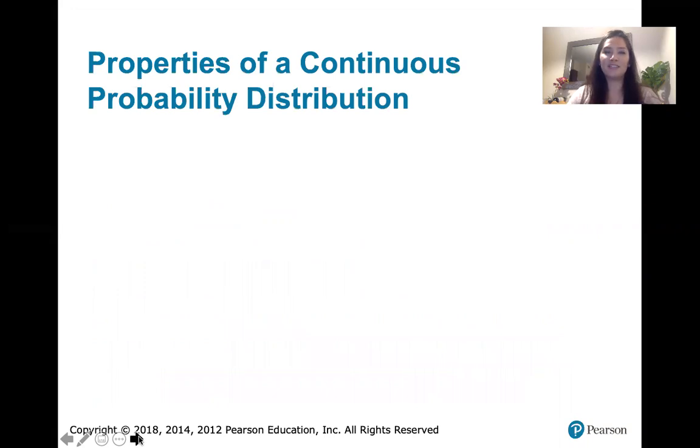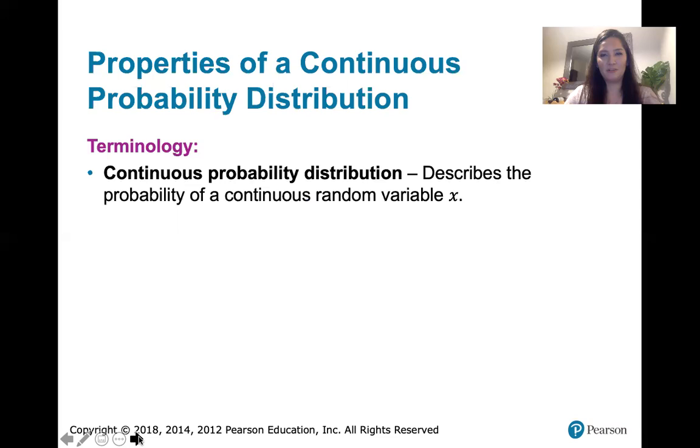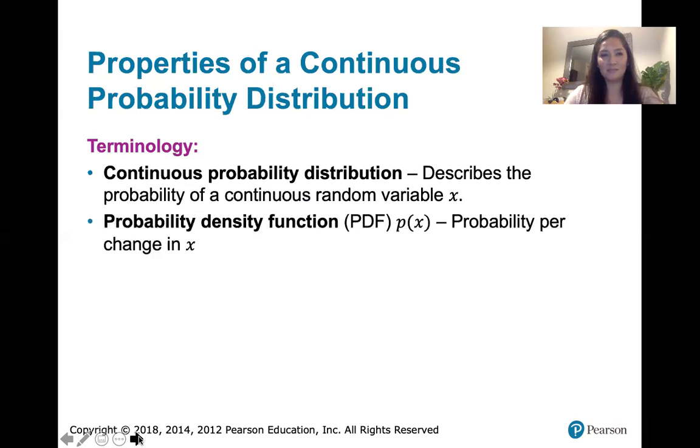So here are some properties of continuous probability distributions before we get into uniform distributions. First, some terminology. Continuous probability distributions describe the probability of a continuous random variable x. Now, these are associated with a probability density function, or PDF, represented by lowercase p of x. Notice that this is not capital P of x. This probability density function, lowercase p of x, does not actually tell you the probability that x has a certain value. Instead, this represents probability per change in x.